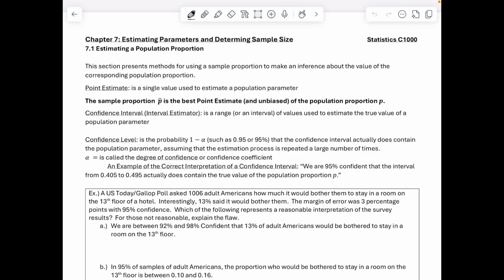This is the first video for the Chapter 7 notes. Chapter 7 is on estimating parameters and determining sample size. Section 7.1 is estimating a population proportion.